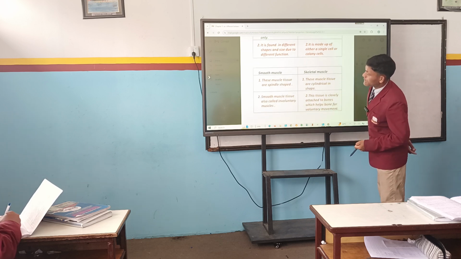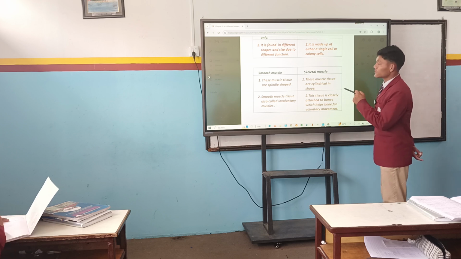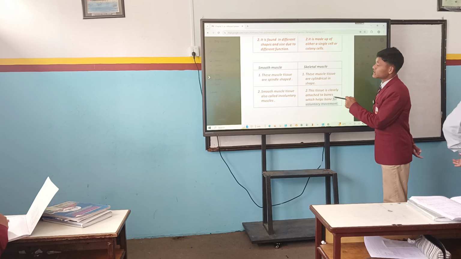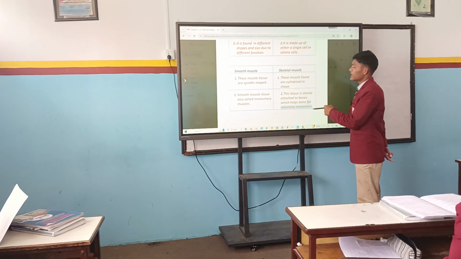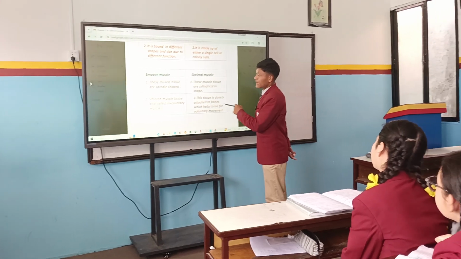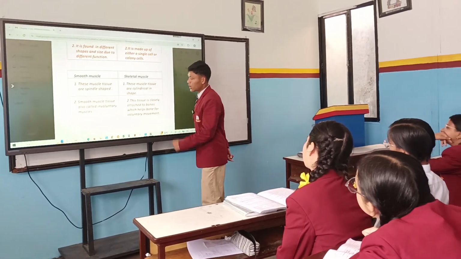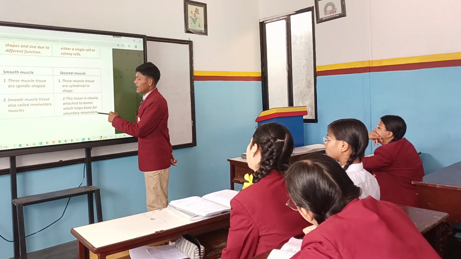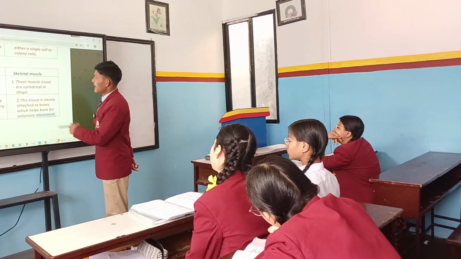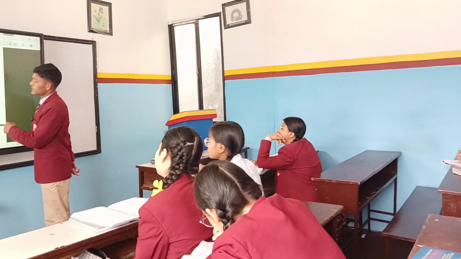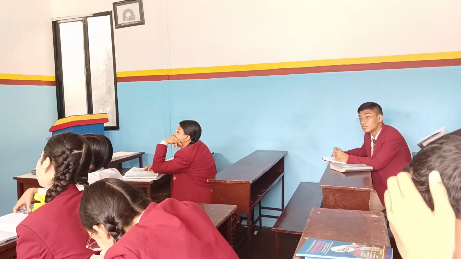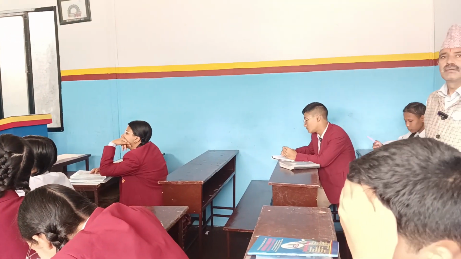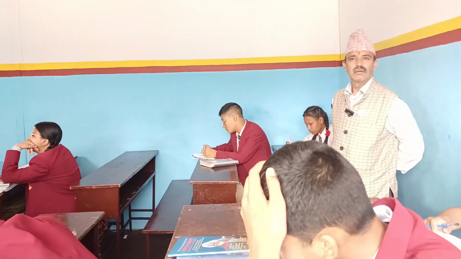And smooth muscular and the skeletal muscular. These muscular tissues are spindle shaped, and these muscular tissues are cylindrical in shape. Smooth muscular tissue is also called involuntary muscle, and skeletal muscle tissue is closely attached to the bones, which helps the bones for voluntary movement.